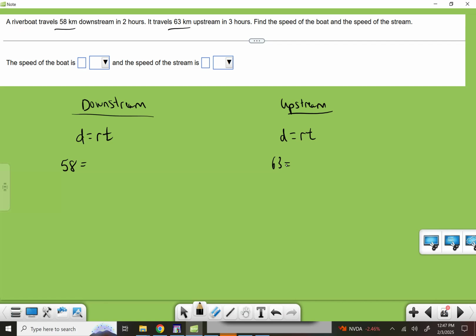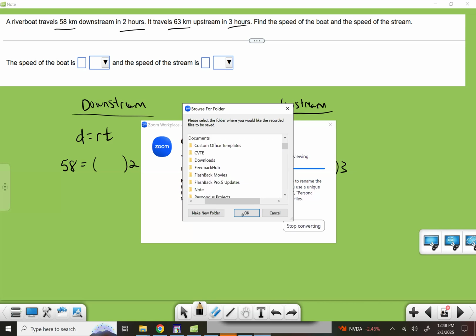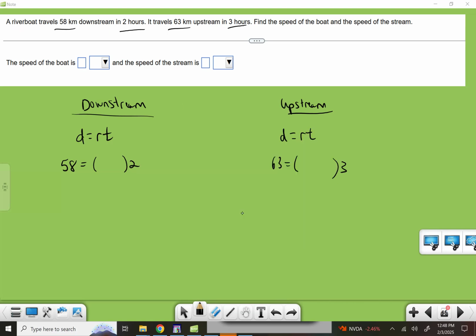The time for the downstream trip was 2 hours. So I'm going to put that in where the T is, right? And then the time for the upstream trip was 3 hours. So I'm going to put that where the time was. Now I'm writing parentheses for the rate because I already know that the rate is going to be comprised of two elements. The speed of the boat, right? So we'll just put boat plus the current, okay? Or the speed of the stream.